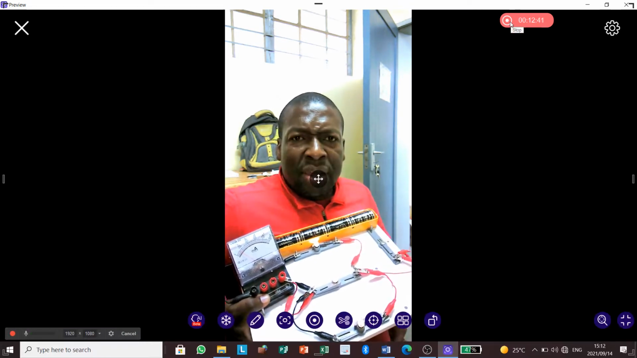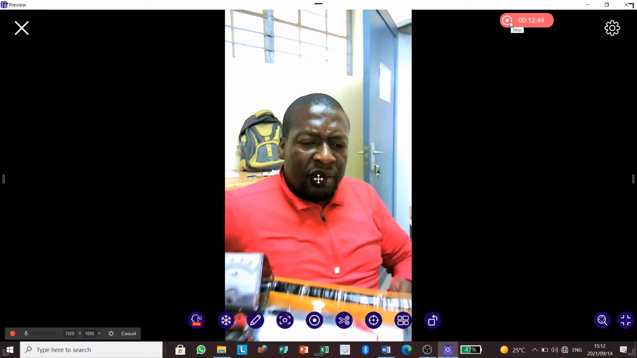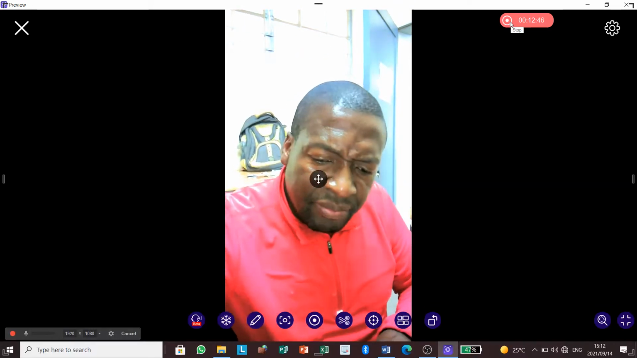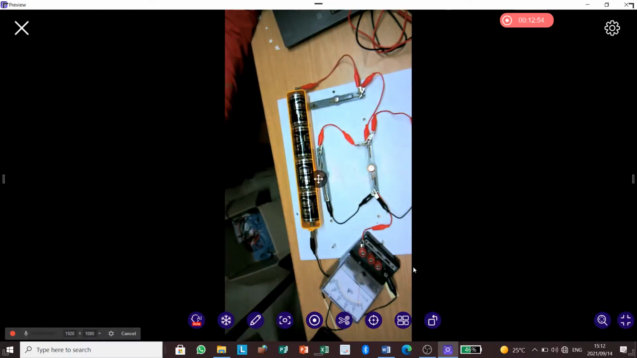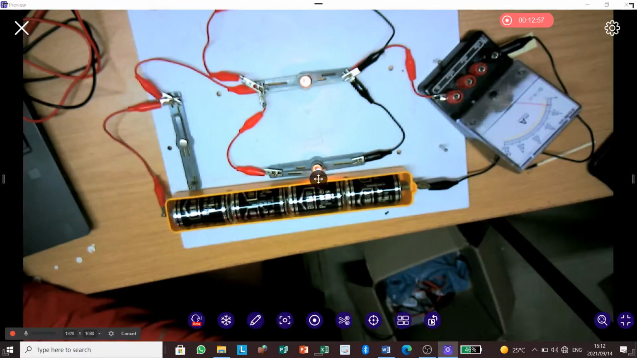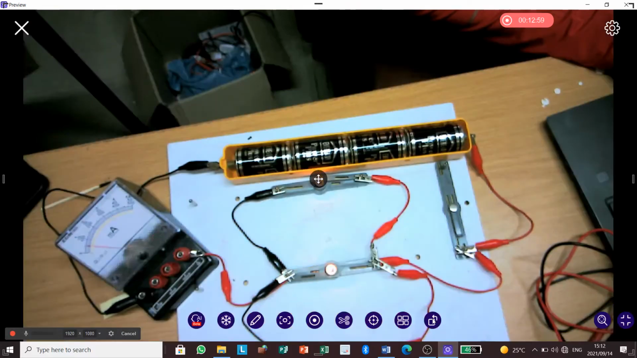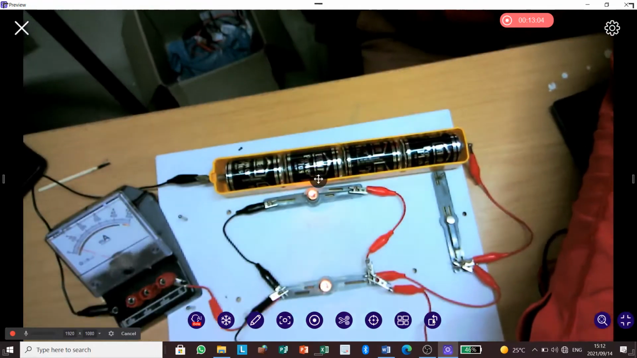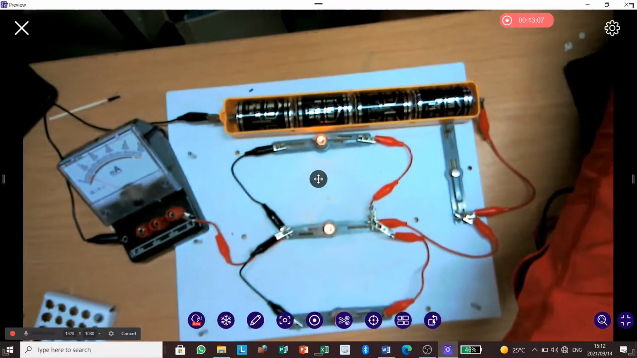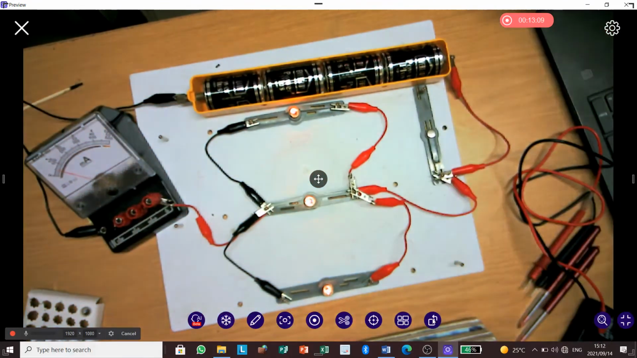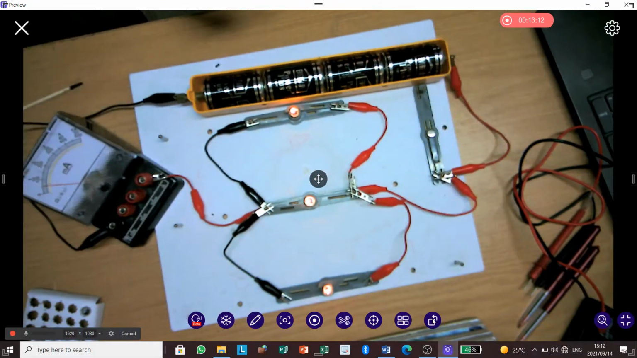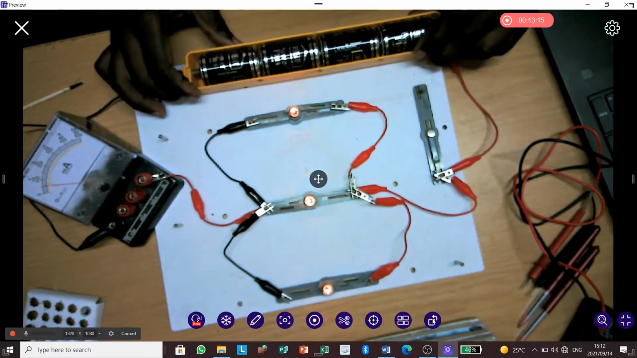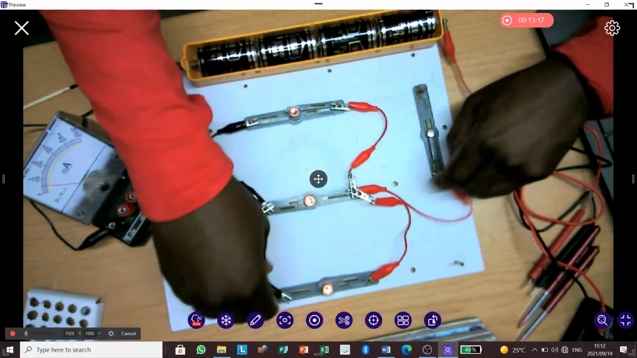Now, let's have a look at the series circuit. We're going to build a series circuit quickly. Let's have a look at what happens. So, what do we have there? We've got a parallel circuit. Let's break it. Let's make it a series circuit quickly.